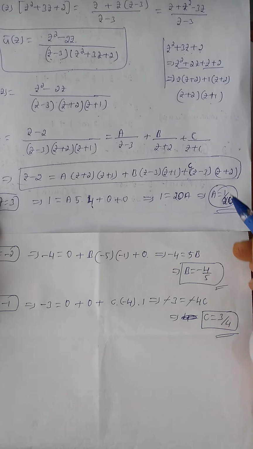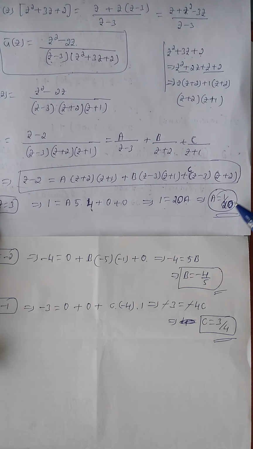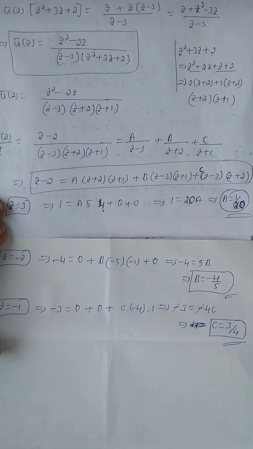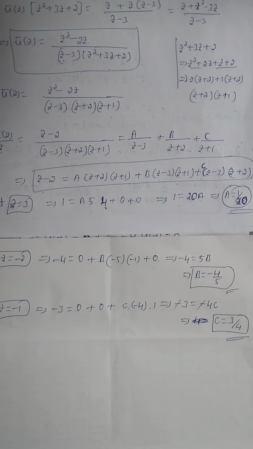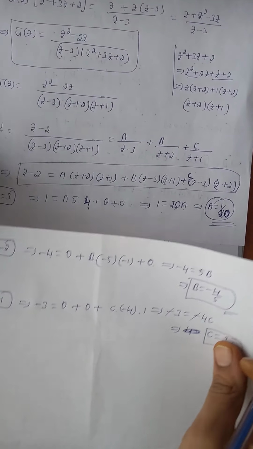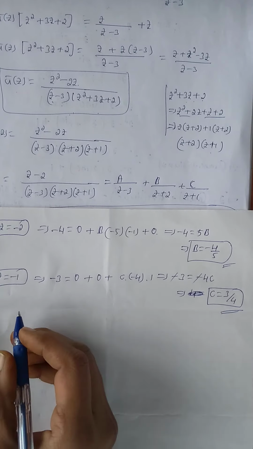Here A is equal to 1 by 20, B is equal to minus 4 by 5, C is equal to 3 by 4. Substitute all these ABC values here, we will get U bar of z by z. From this, simplify U bar of z, next apply inverse Z transform, that is the final answer.